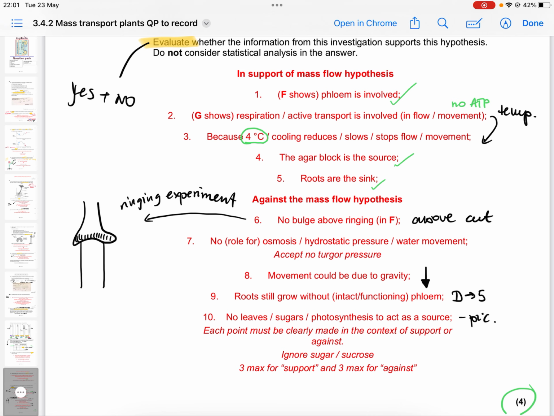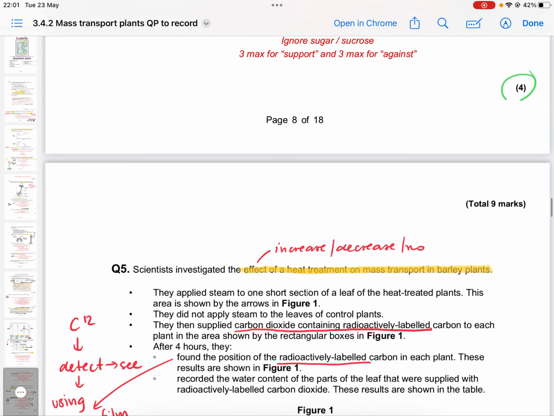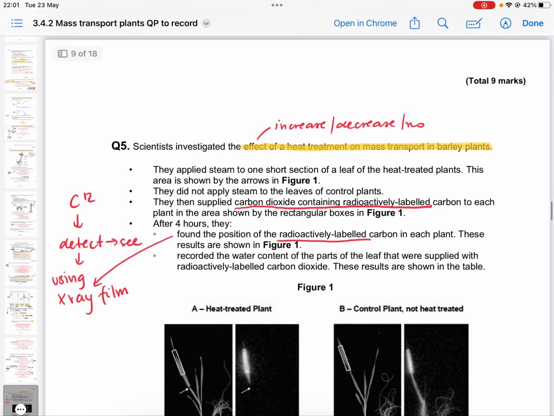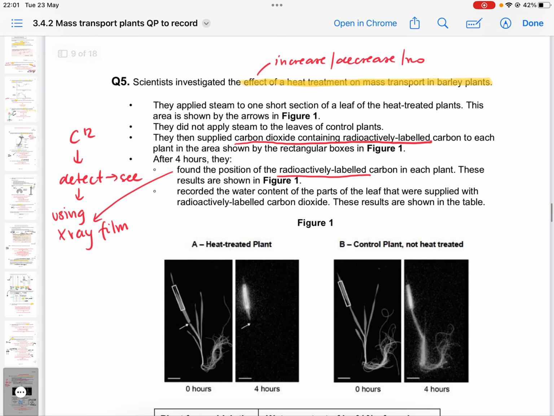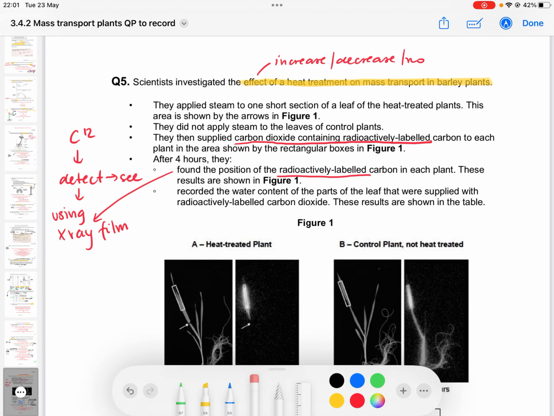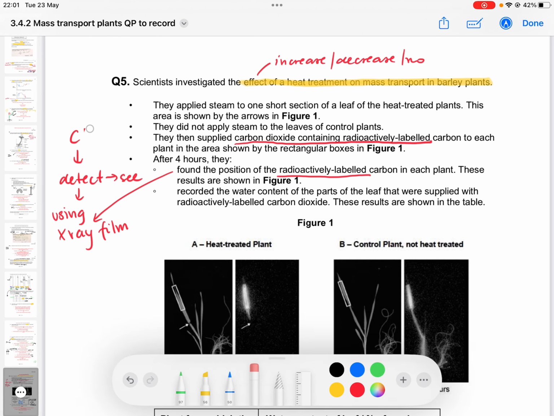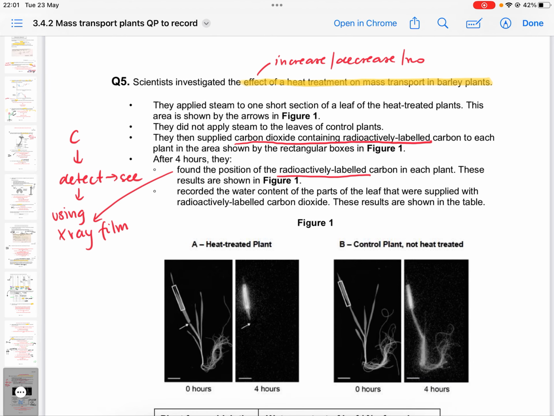Evaluate, 3 marks. Remember, yes and no aspects are needed. Question 5 then. In question 5, we were looking at the effect of the heat treatment, so quite similar to what we have had before. In the heat treatment here, we are using carbon, and they told you that the carbon is radioactively labeled. What does that mean? That means that we can detect it, we can see it, if, let's say, we use the X-ray film.